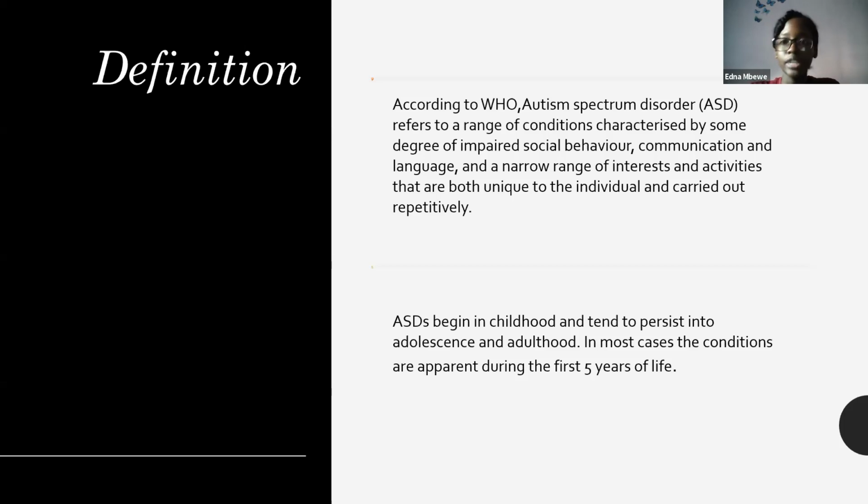In other words, this means that autistic people have difficulties communicating and maintaining relationships. They tend to have repetitive behavior and they have restricted interests and activities. ASDs begin in childhood and tend to persist into adolescence and adulthood. In most cases, the conditions are apparent during the first 5 years of life.